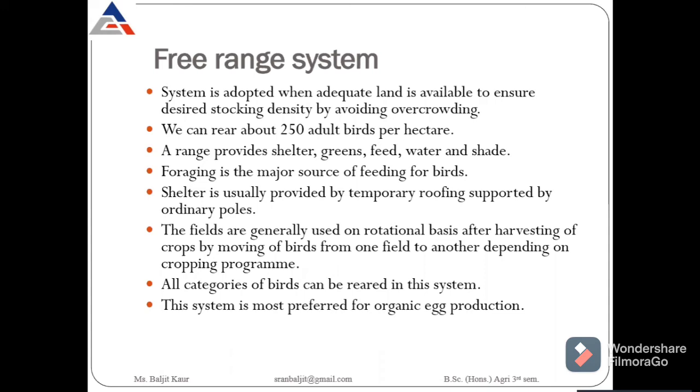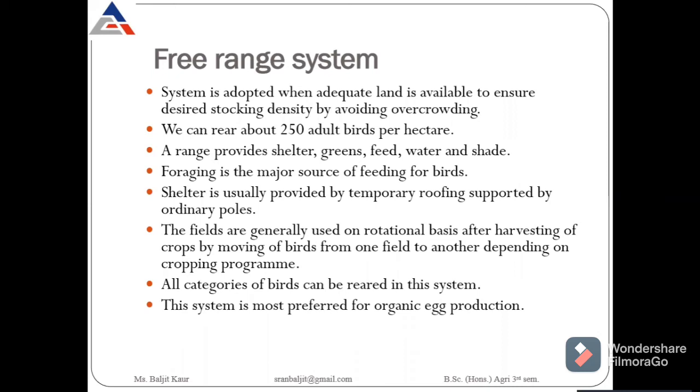So free range, what does it provide? It provides shelter, greens, feed, water, and shade. All these things are provided in the free range system. It provides shelter to the birds, greens for feeding, other feeds, water, and shade. Foraging is the major source of feeding for birds.